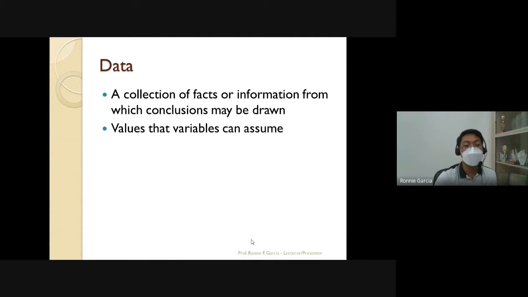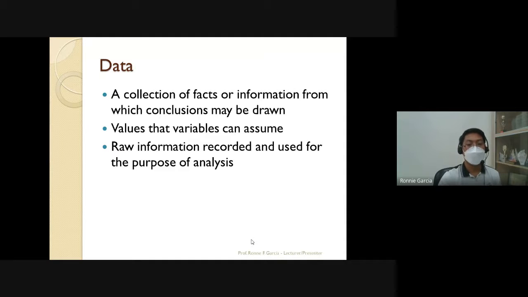Data can also mean values that variables can assume. So the variables we mentioned a while ago, just like size of the boarding house, their answers, that is the data. You collected the platforms presented by the political candidates. So the answers here are called data. All the answers to your variables are called data. It also means raw information recorded and used for the purpose of analysis. So what is your reason for collecting data? It's because you want to analyze. That is the main meaning, right, part of the definition of statistics we mentioned before.